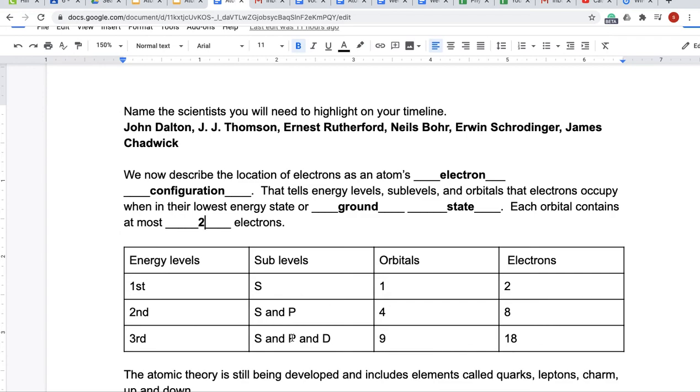The third level gets pretty complex, but in that level you have an s, that's 1. You have p, which is 3 more. And then you also have d orbitals, which would be 5 orbitals. So you have 1, 2, 3, 4, 5, 6, 7, 8, 9. Because you have 9 orbitals, you have 18 electrons.